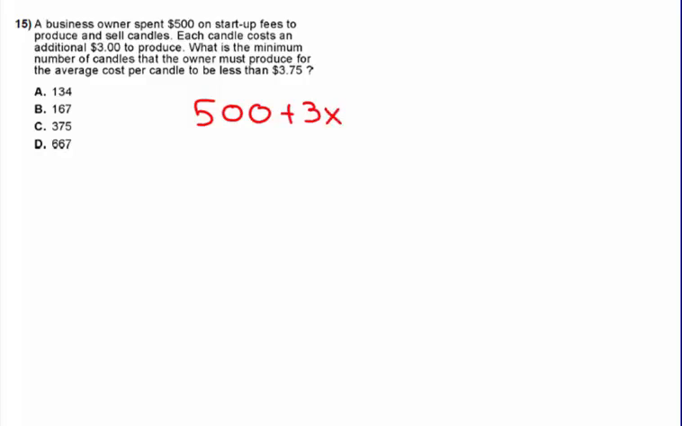Okay, so with this problem, we just need to set up the proportion. We know that the cost of each one would be 500 plus 3 times x, all divided by x, so we can get the average price, and we want it to be less than 375. So now we just go through and solve for x.